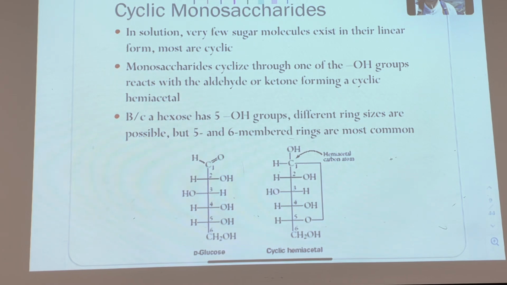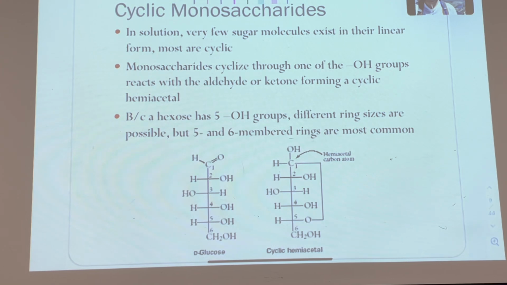And so while so far we've only been looking at these in their linear or open chain form, if you put these in solution, the vast majority of the molecules are not going to exist in this open chain form. They instead are going to have one of the hydroxyls wrap around and attack the aldehyde or ketone. And it's going to result in a cyclic compound, specifically a cyclic hemiacetal.